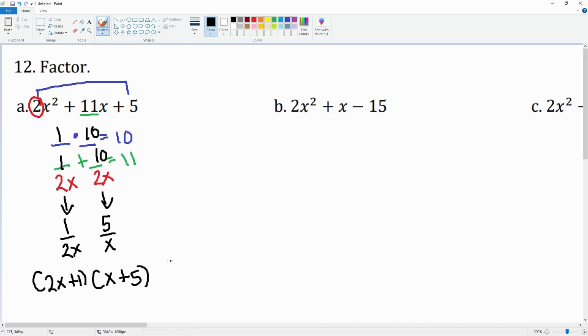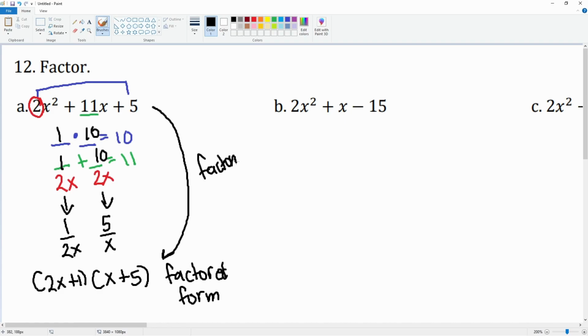Here you are done because this is already now in factored form. Okay, you're done. You factored it. This whole process from going to here, this is the process of factoring. You get it? You go from standard form into factored form by factoring.